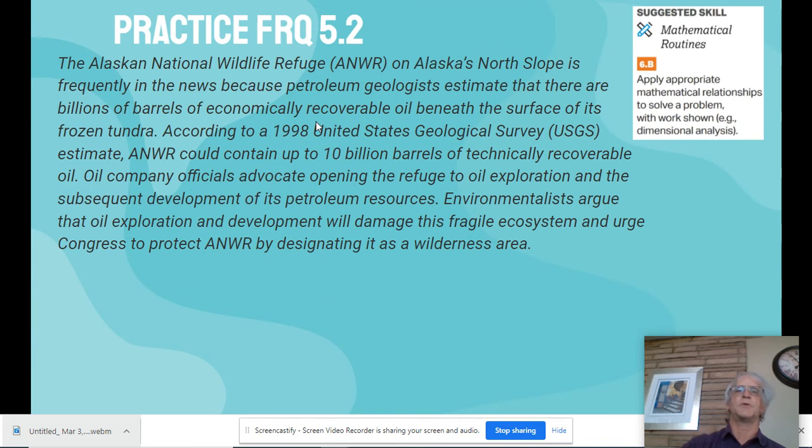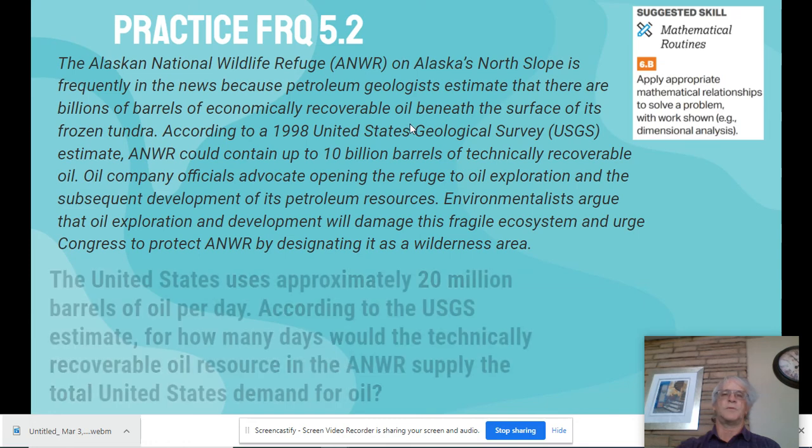So, practice FRQ 5.2. The Alaskan National Wildlife Refuge, or ANWR, on Alaska's North Slope is frequently in the news because petroleum geologists estimate that there are billions of barrels of economically recoverable oil beneath the surface of its frozen tundra. According to a 1998 United States Geological Survey, ANWR may contain up to 10 billion barrels of recoverable oil. Oil company officials advocate opening the refuge to oil exploration and the subsequent developing of its petroleum resources. Environmentalists argue that oil exploration and development will damage its fragile ecosystem and urge Congress to protect ANWR by designating it as a wilderness area.